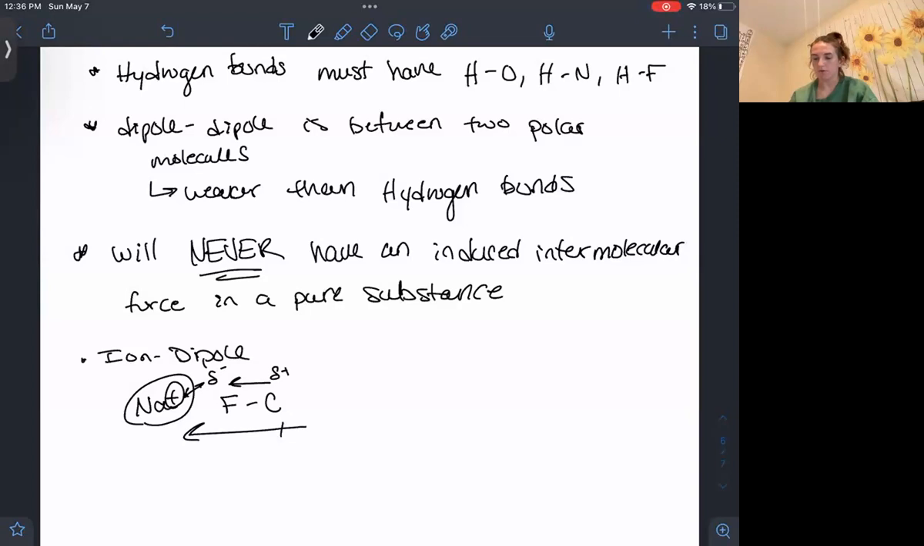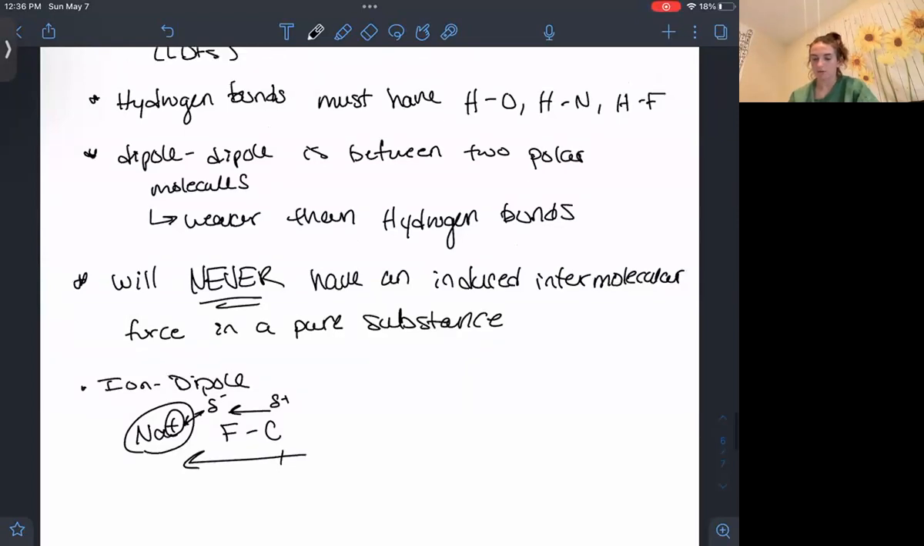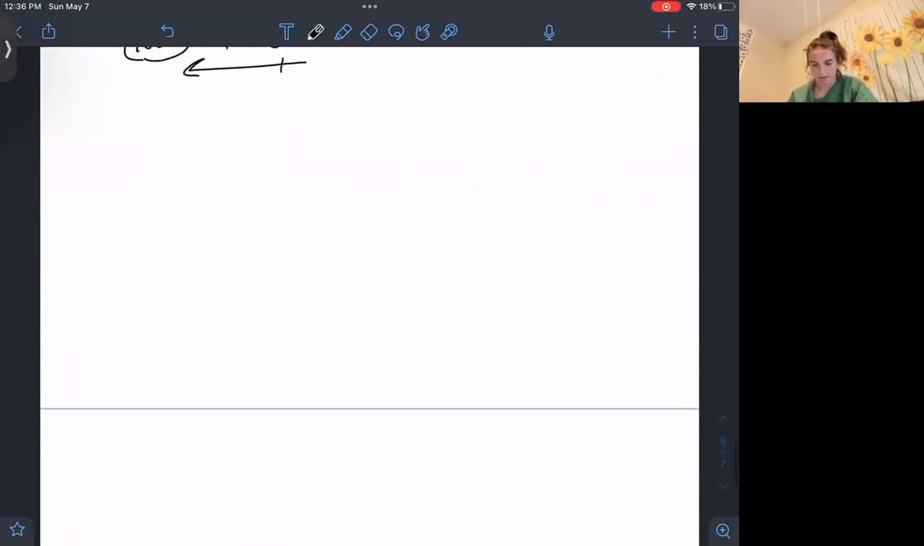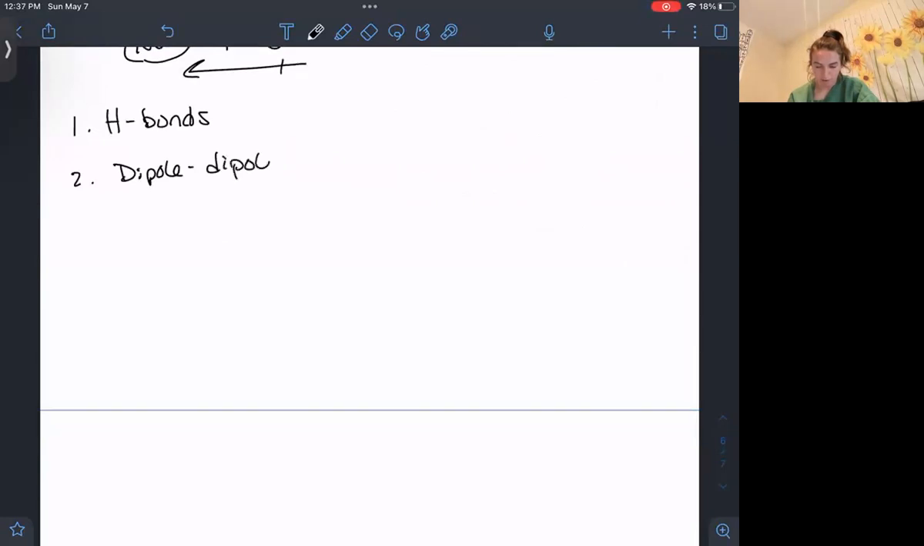I wouldn't worry too much about the induced intermolecular forces. I think if you remember that all your molecules will have London dispersion forces, and then your hydrogen bonds have to be HO, HN, or HF directly, and your dipoles with polar bonds, that'll be the most important. In order, your hydrogen bonds are going to be your strongest, just for the three that I mentioned, and then dipole, and then LDF.